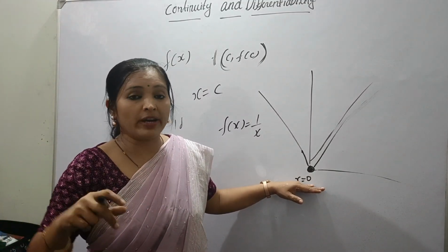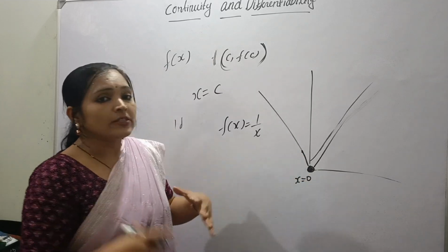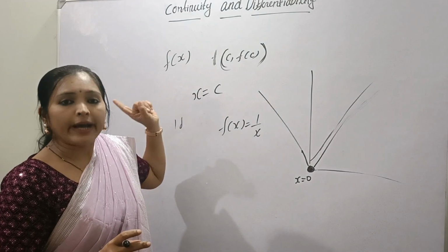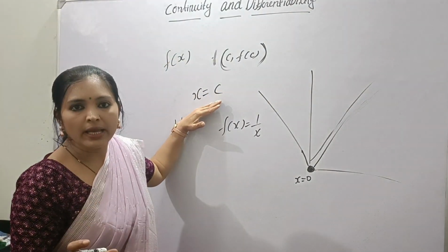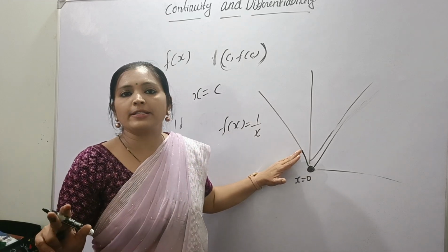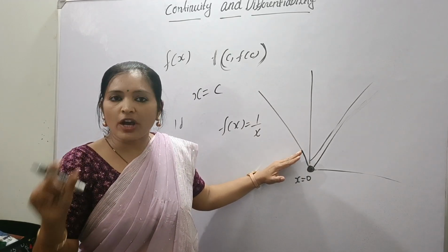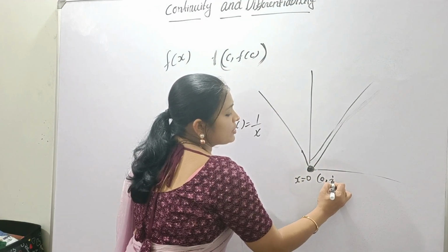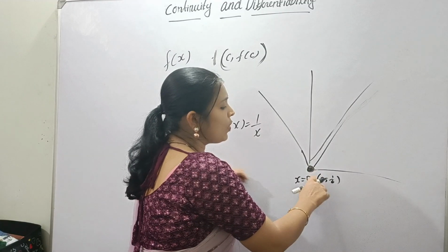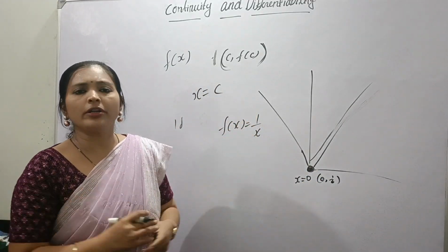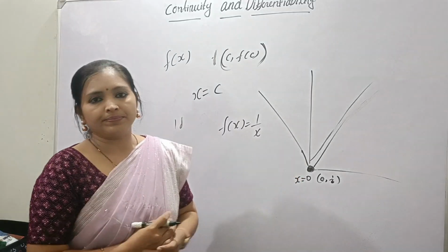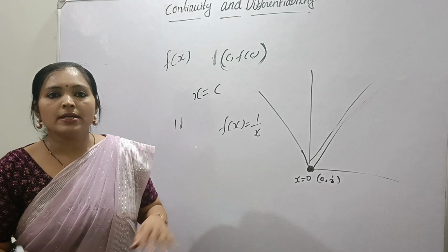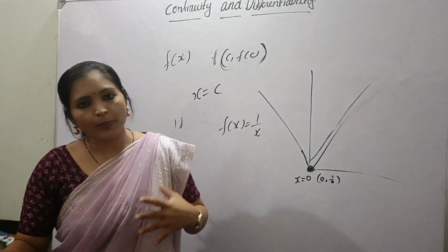Now you might have understood what a continuous function is, right? A function f of x is said to be continuous at x equal to c if there are no breaks or holes in the graph of the given function at this point. What is this point here? When x is equal to 0, 1 by 0 is not defined, therefore here we got a break in the graph. So now you understood when a function is continuous at a point.